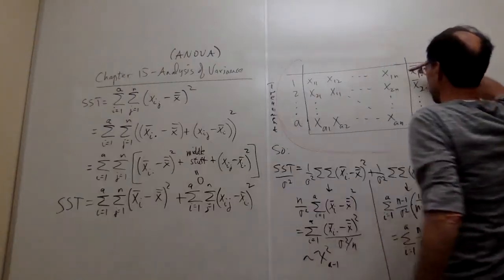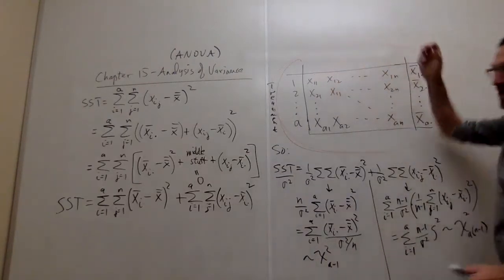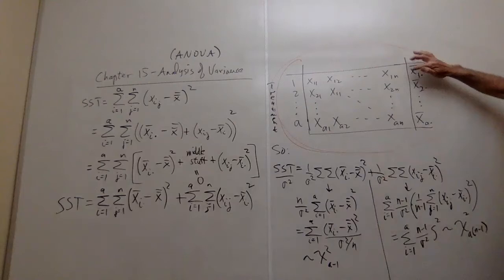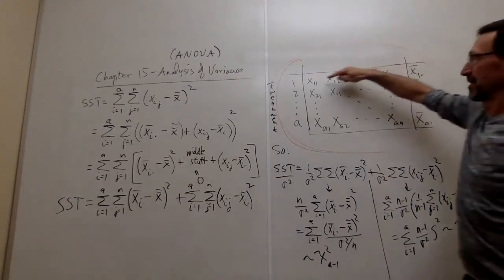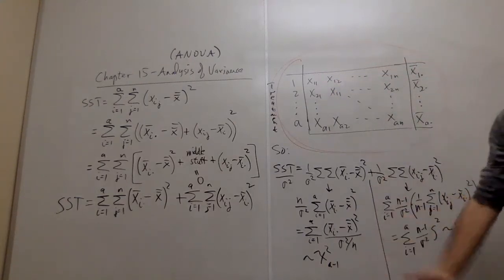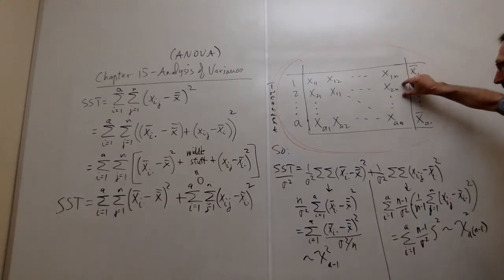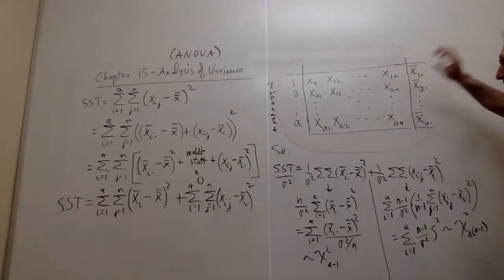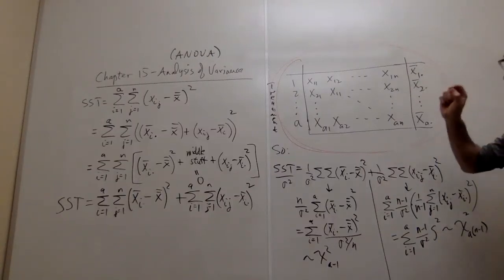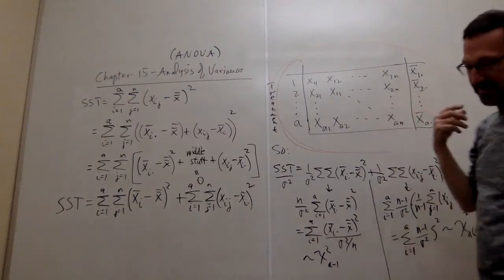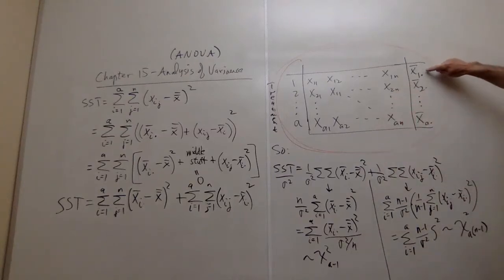Now, all of the measurements on the first row had the same treatment. So all of the variation from the first row is due to randomness, not due to the treatment effect. And similarly, the second row, they all had the same treatment. All the variation there is due to randomness. To really look at the effect of the treatments, we need to look at the variation between the sample means.